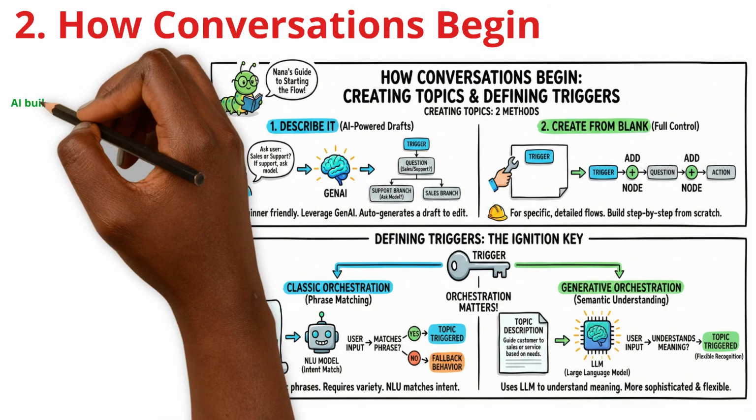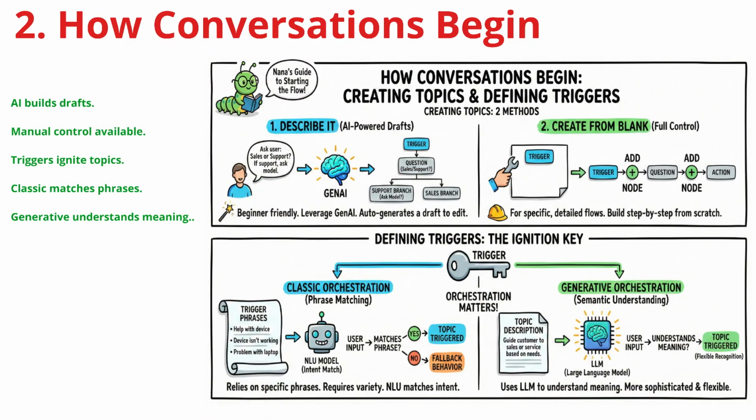Welcome to the guide on how bot conversations begin. It all starts with creating a topic, and Copilot Studio offers 2 primary methods. First is the beginner-friendly describe it approach. Simply tell the GenAI what you want the topic to do. For example, asking a user if they need sales or support, and the AI automatically generates a draft flowchart that you can edit. Alternatively, for absolute control of specific, detailed flows, you can choose Create from Blank and build your topic step by step manually.